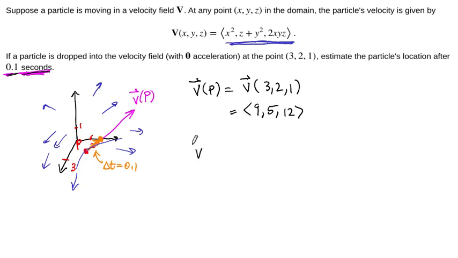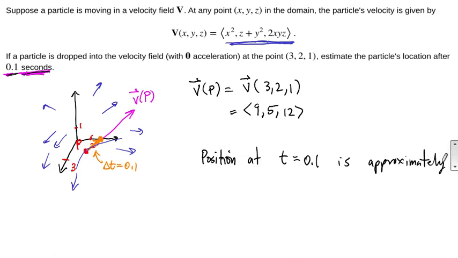And so here's what we learn. We learn then that our new position at time t equals 0.1, or 0.1 seconds after we've dropped our particle here, is approximately, and this is just like a linear approximation from earlier in this class or from calculus 1, but it is approximately then the position that it's at, so p plus 0.1 times our velocity vector here. So this is the delta t, right? So times v of p. And that's it. So this is our new position.